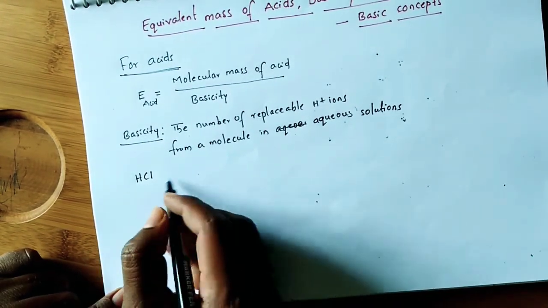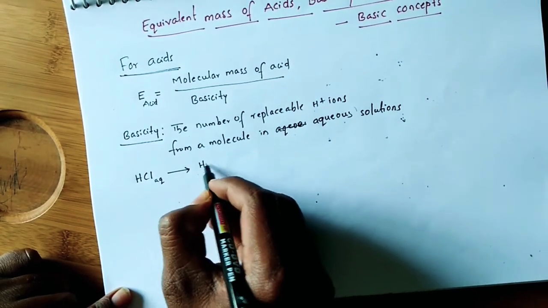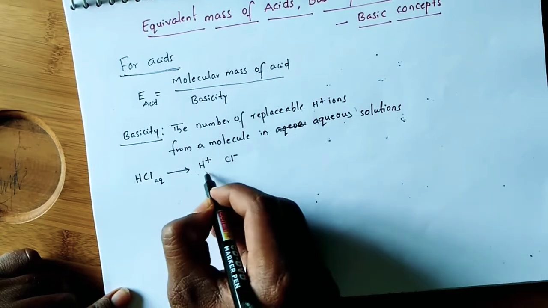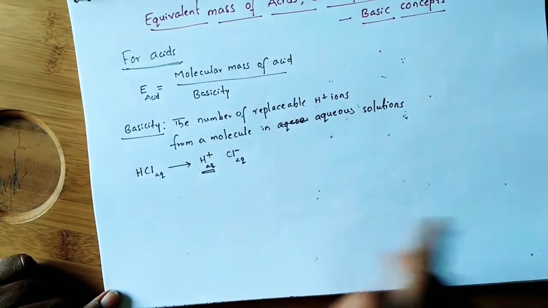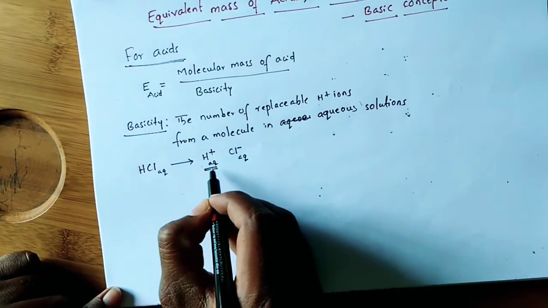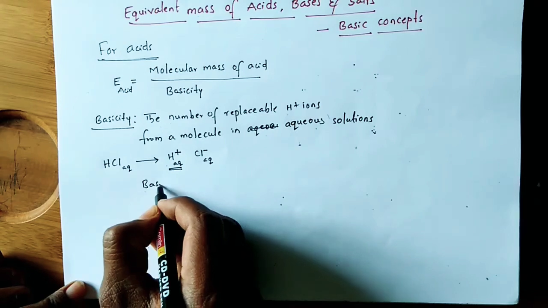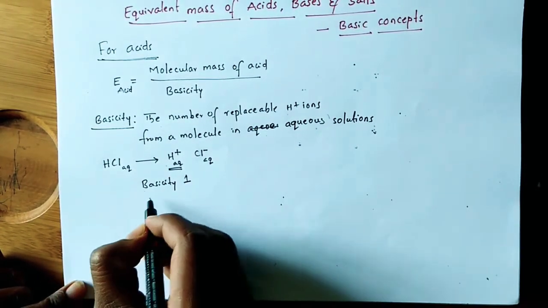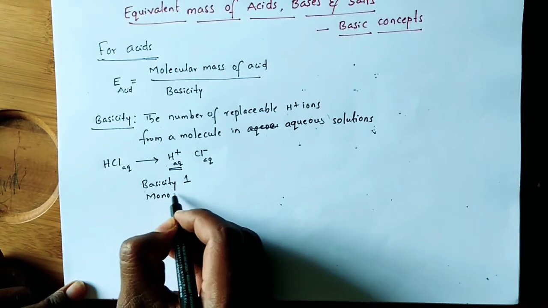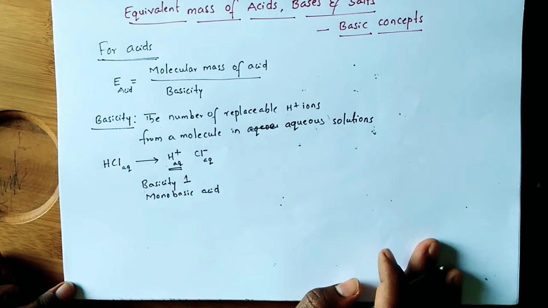For example, let us see HCl. When we drop this HCl into water, in aqueous solution, it is dissociated into H+ and Cl-. So how many H+ ions are furnished here? Only one H+ ion is furnished. So its basicity is 1. So we call it a monobasic acid, because its basicity is 1.